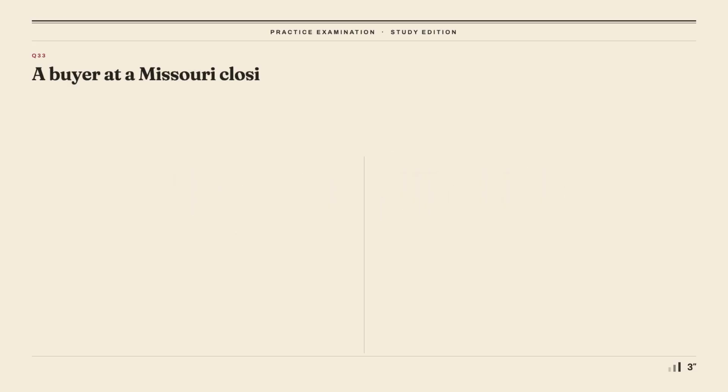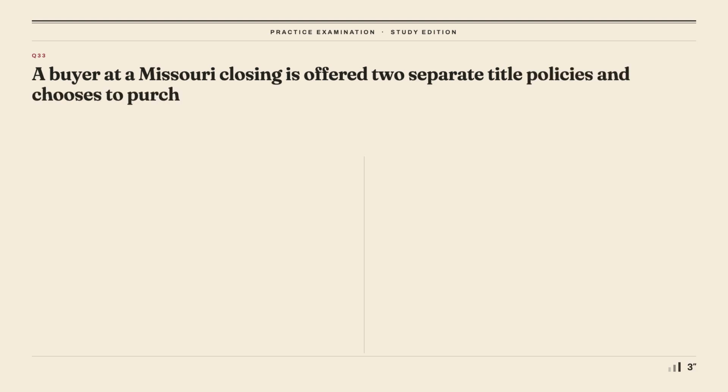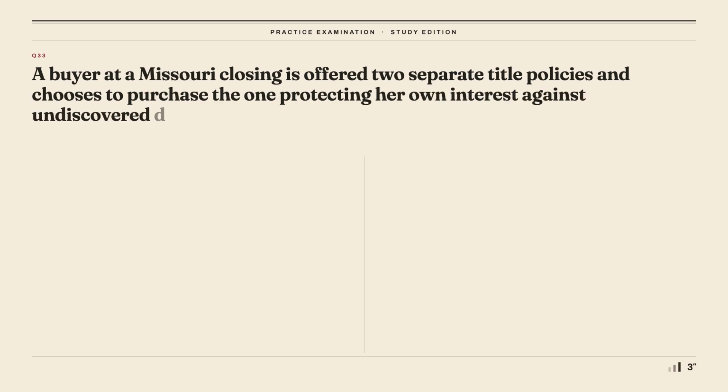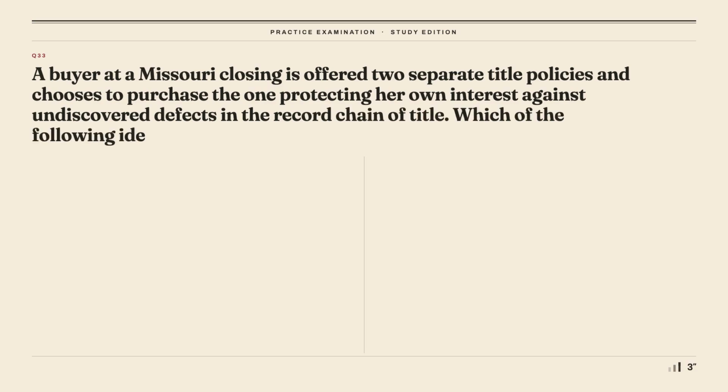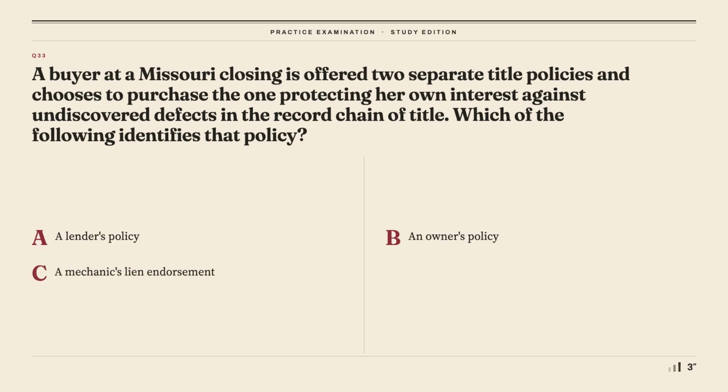Question 33. A buyer at a Missouri closing is offered 2 separate title policies and chooses to purchase the one protecting her own interest against undiscovered defects in the record chain of title. Which of the following identifies that policy? Your options are A. A lender's policy, B. An owner's policy, C. A mechanic's lien endorsement, D. A survey endorsement. Which one is it? Pause the video if you need more time.